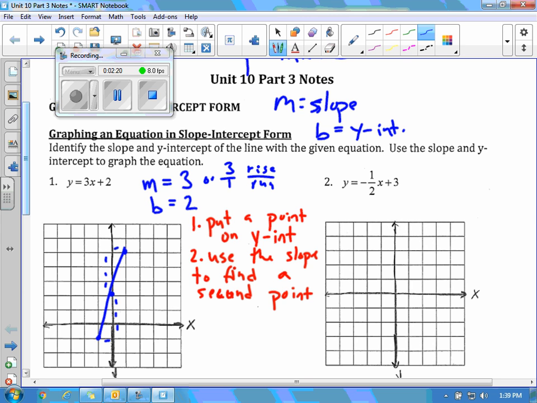One thing to remember is that a line is continuous. So this right here would be a line segment. I need to continue it and put arrows on both sides to show that it's a line.